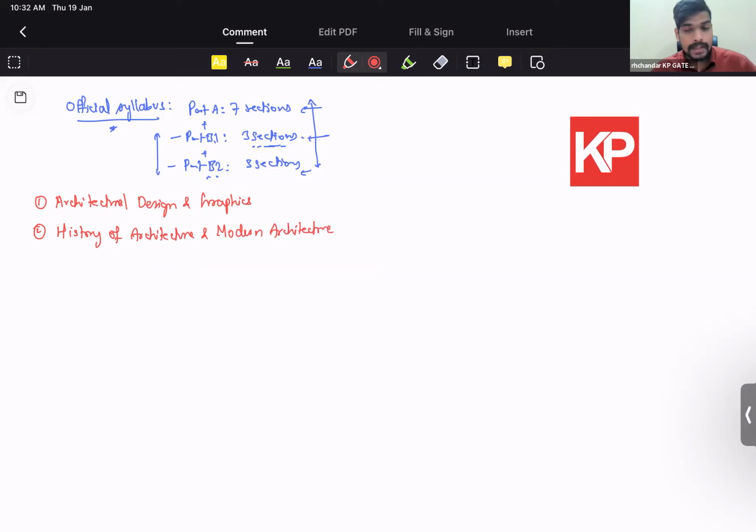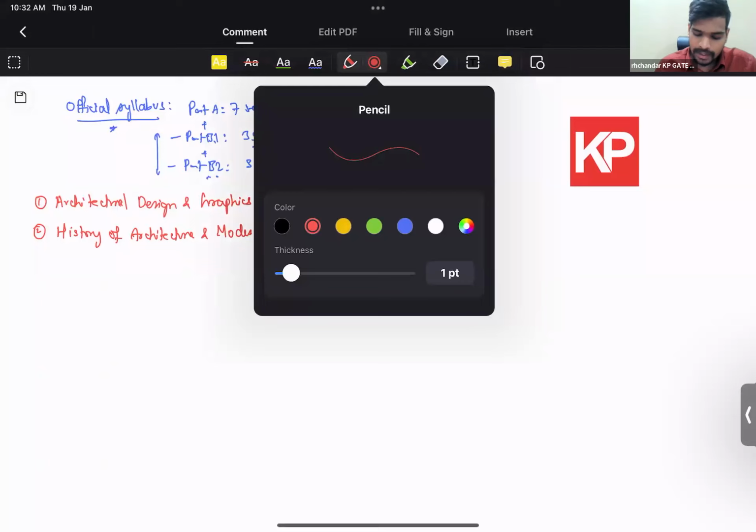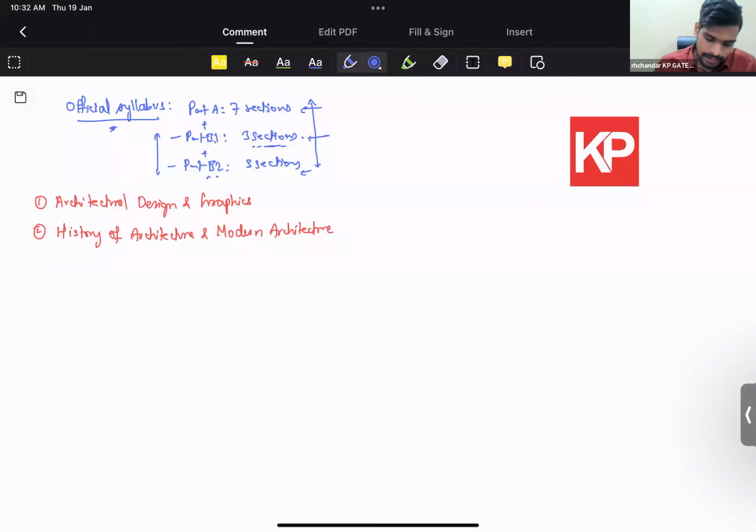Now, for these subjects, we will share a detailed list of these 24 subjects along with the marking of which subject falls under which part. For example, this first subject falls under part A. The second subject, some part of it, you get questions both in part A and also in part B1. It is more from part B1.